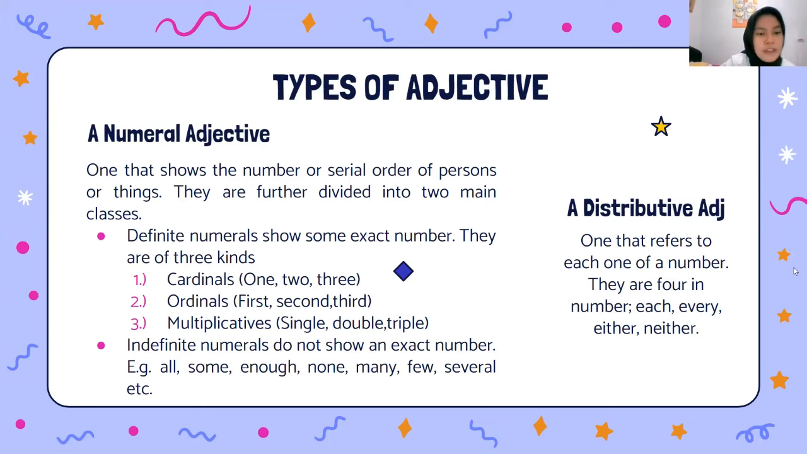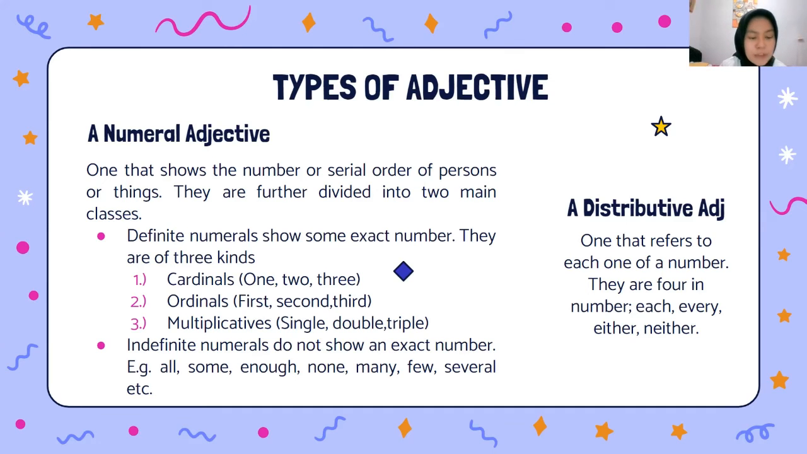A numeral adjective is one that shows the number or serial order of persons or things. They are further divided into two main classes. The first one is definite numerals, which show some exact number. They are of three kinds. The first is cardinals, such as 1, 2, 3. The second, ordinals, such as first, second, third.